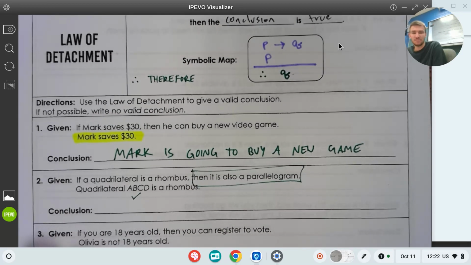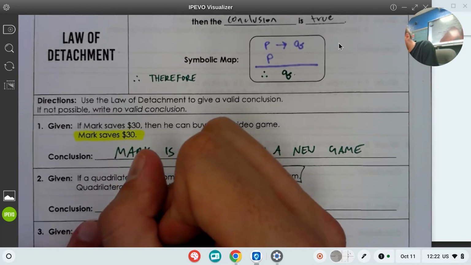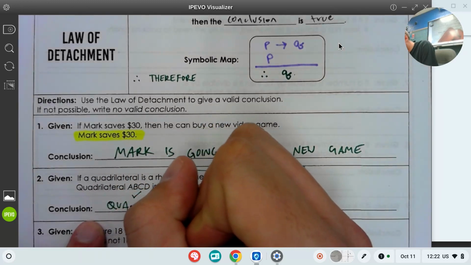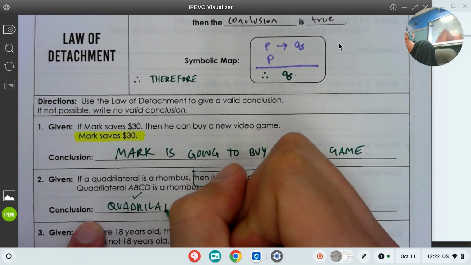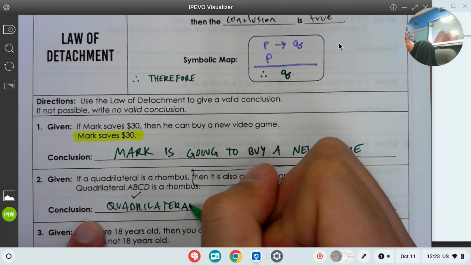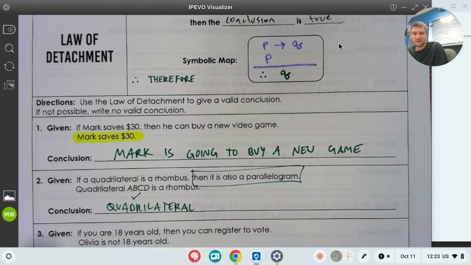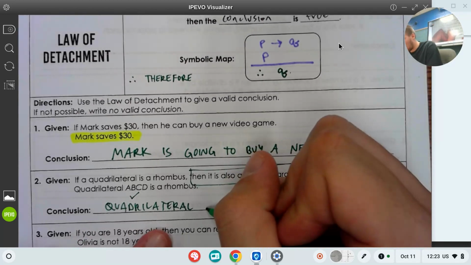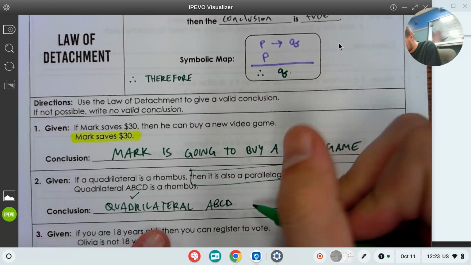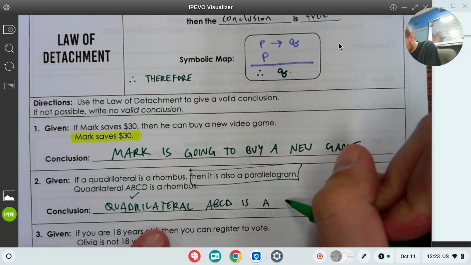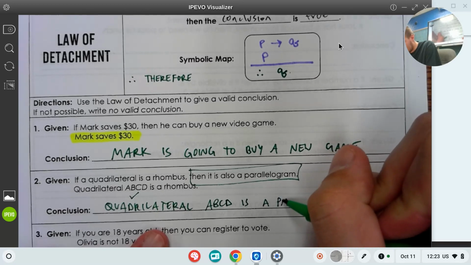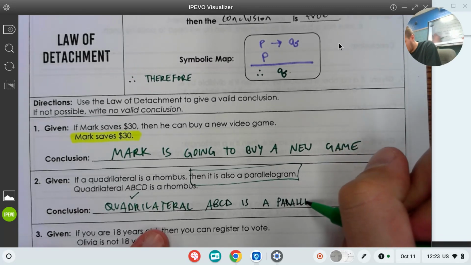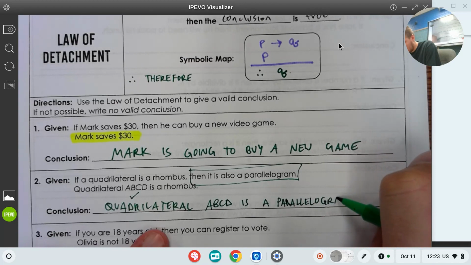Q is going to come true. Our conclusion is about to happen. That means that quadrilateral, a little bit of a math word there for just the word box, I guess, but the quadrilateral ABCD is a parallelogram.